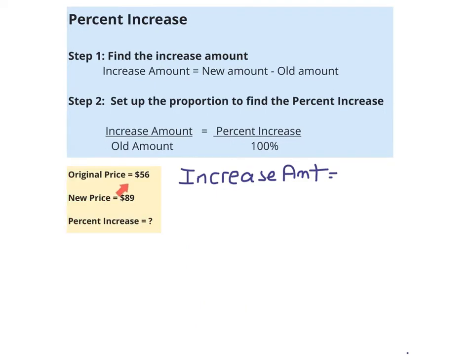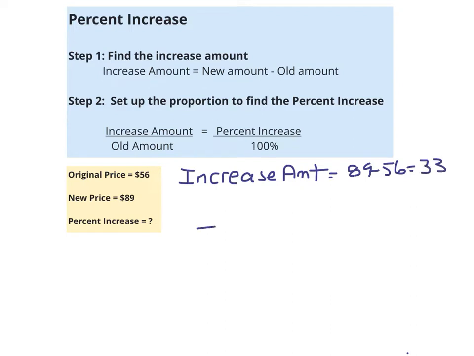In this one, my original price is $56. The new price is $89. We're going to start by finding the increase amount by taking our new price, which is $89, and subtracting the original price, which is $56, and 89 minus 56 is 33.